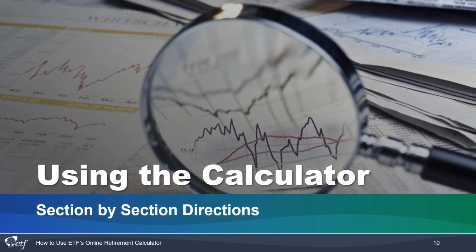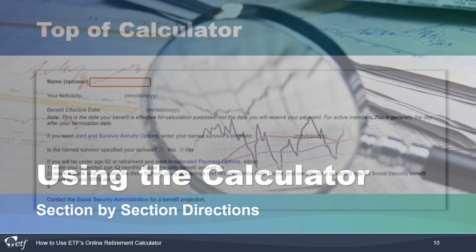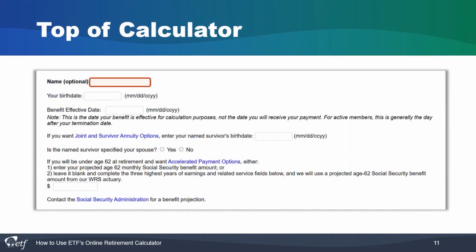Now I'm going to show you how to use the calculator section by section. Entering your name is optional, but you may find it useful if you make multiple estimates. We'll use the name Jane Doe for this example. Enter a birth date using the 2-digit month, 2-digit day, and 4-digit year. Next, enter a benefit effective date. This is the date the benefit is effective for calculation purposes, not the date you will receive your payment.